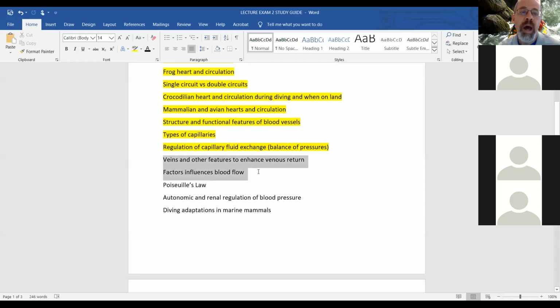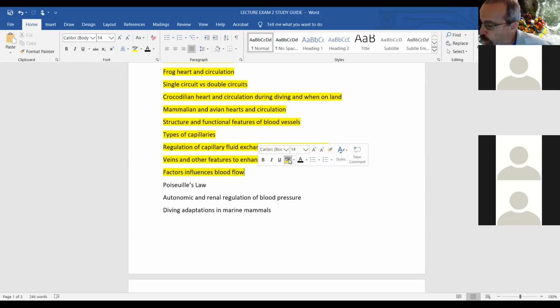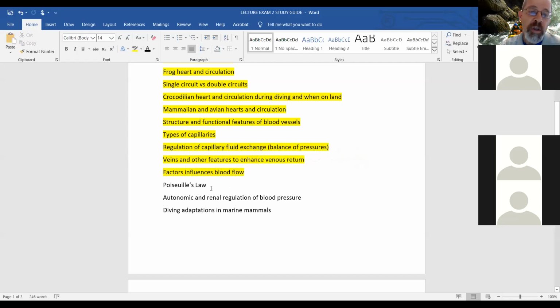All right, so while we're on the topic of pressure, we also spoke about flow, because it's all related. Blood pressure drives flow, but it's not the only thing that drives flow, right? We did speak about a law known as Poiseuille's law. Remember, this is a law. You should know the equation for that law and what the different parameters are.